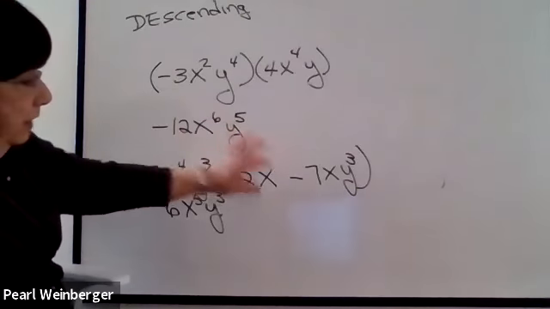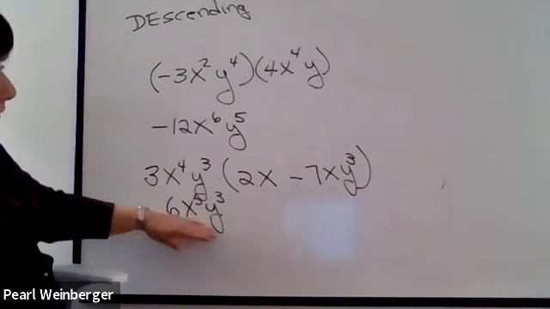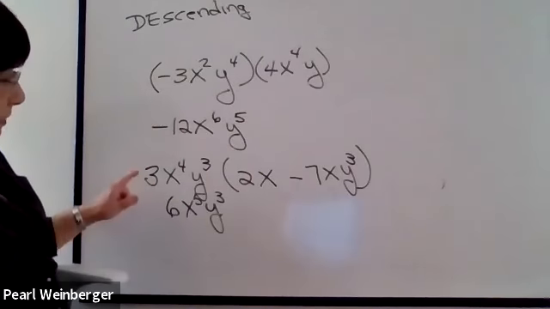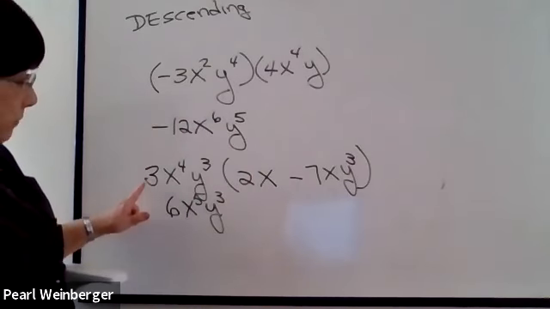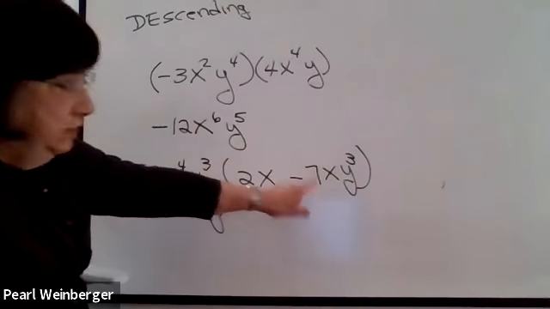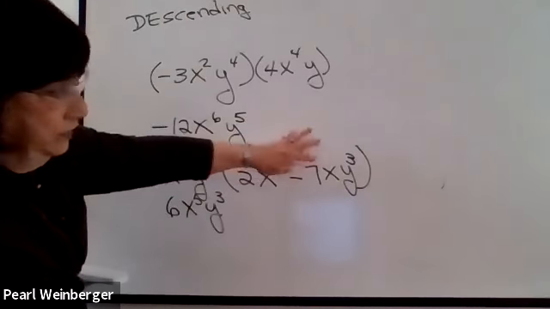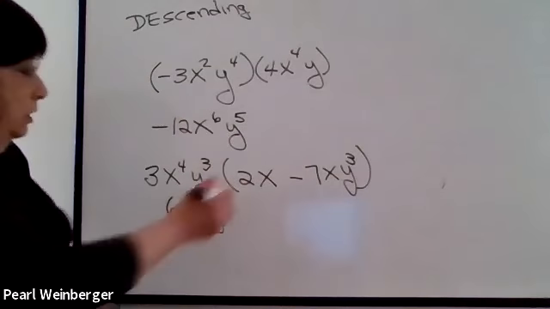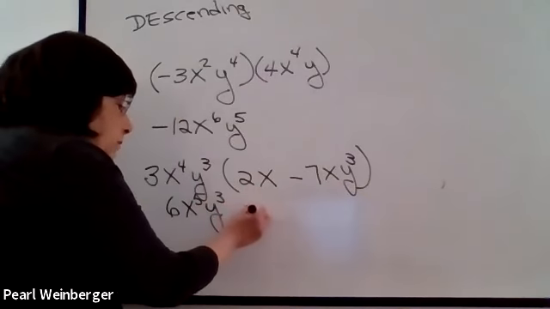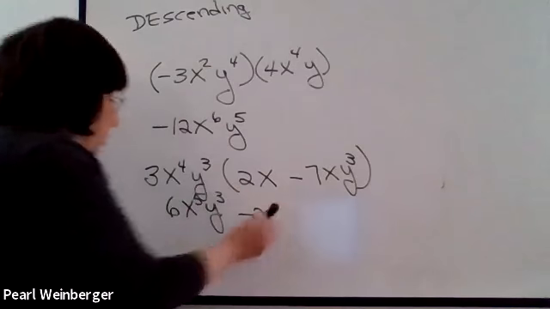So I multiply coefficients and like letters. Once I've done my first term, I go to my second term. I have a 3 times a negative 7. Remember, the negative is part of the coefficient. 3 times negative 7 gives me minus 21.